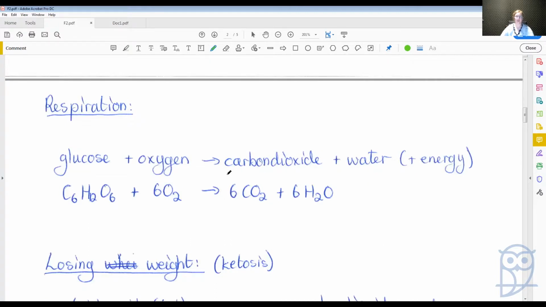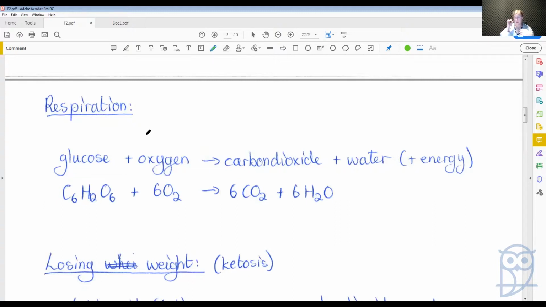Okay, now we're moving on to respiration. This respiration I'm talking about here is not the physical breathing in and breathing out that you are doing. What I'm talking about here is cellular respiration. Cellular respiration is the process inside a cell where it takes some glucose in, it takes some oxygen in, it combines them, and then it releases carbon dioxide and water.